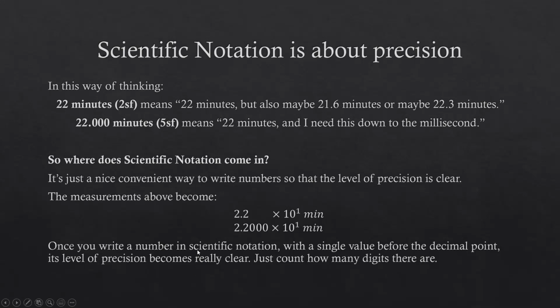So once you write a number down in scientific notation, by convention, we always just put a single digit before the decimal place. Once you write it down in scientific notation with a single value before the decimal point, then its level of precision becomes really clear. All you do at that point is you just count how many digits you've got written down. Or you can reverse that logic and you can say, if I want 5 sig figs, then I'm just going to write it in scientific notation, and I'm going to stop writing when I get to the fifth thing I have to write. Okay.